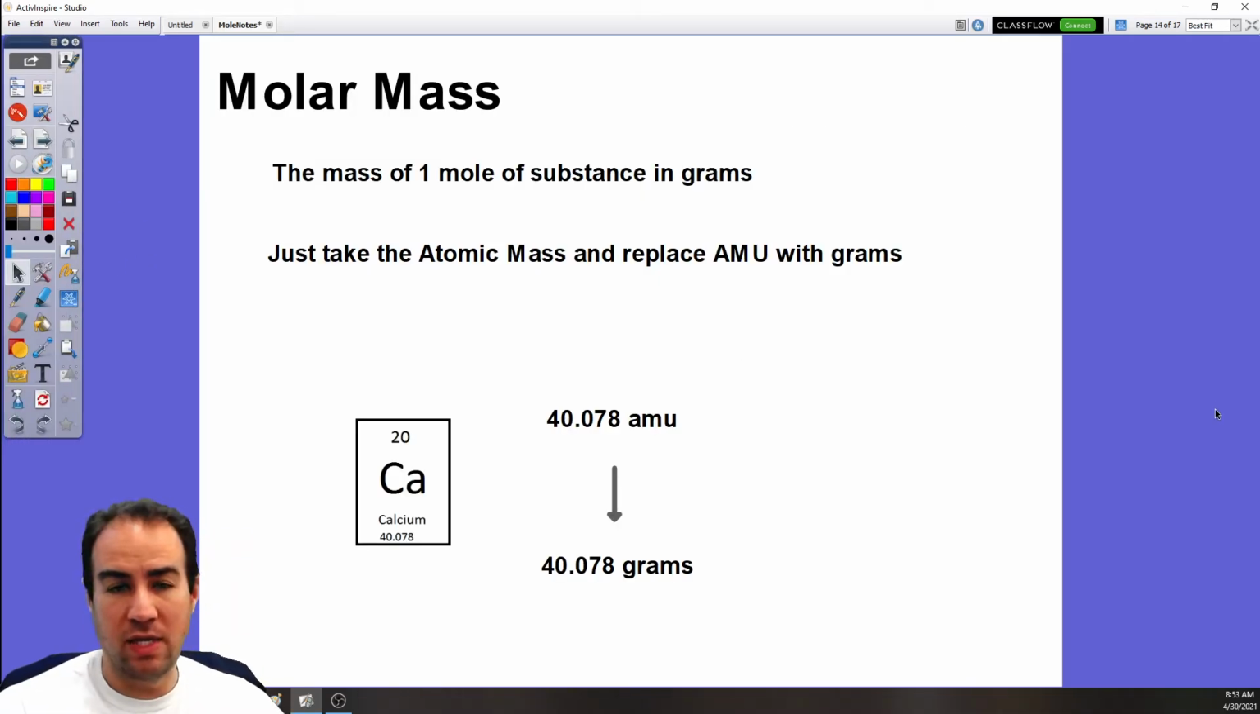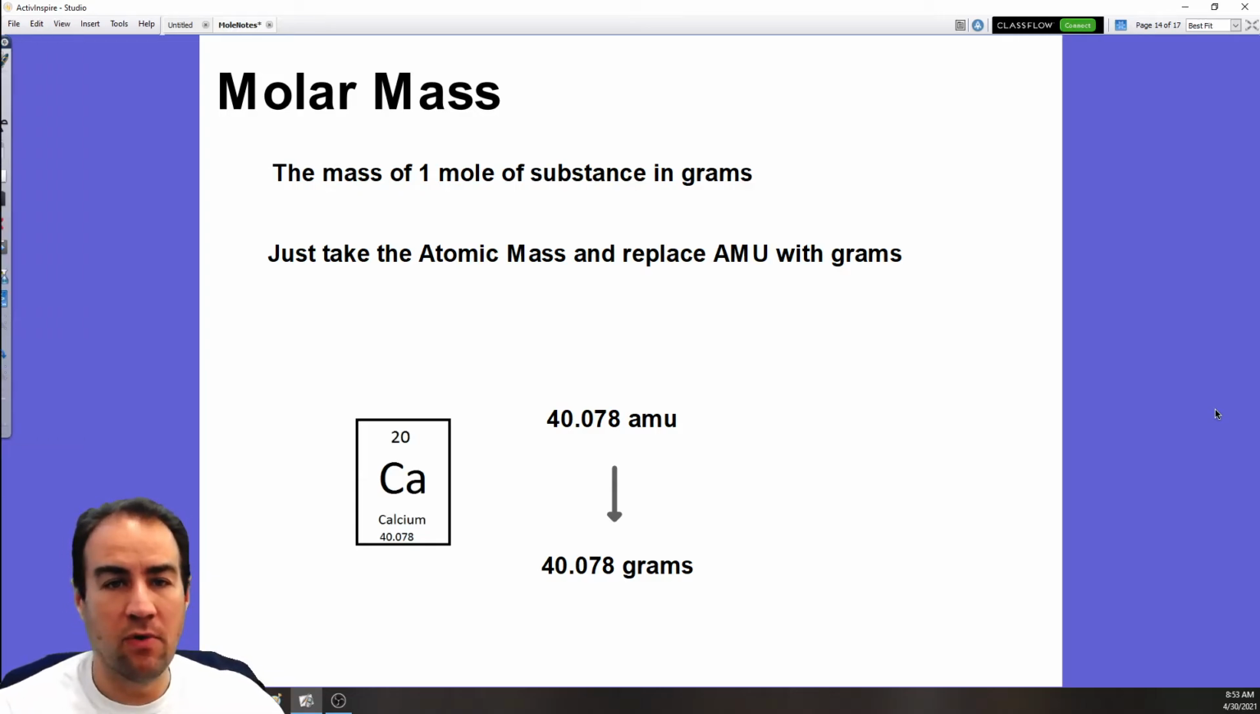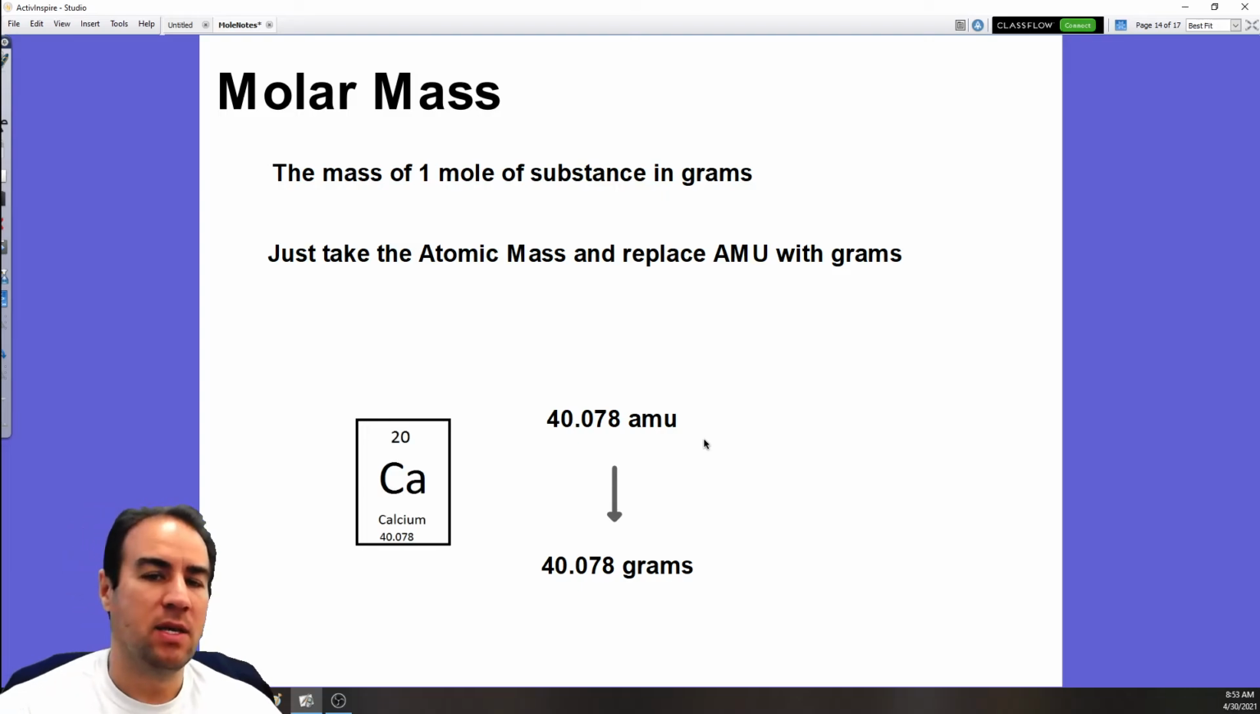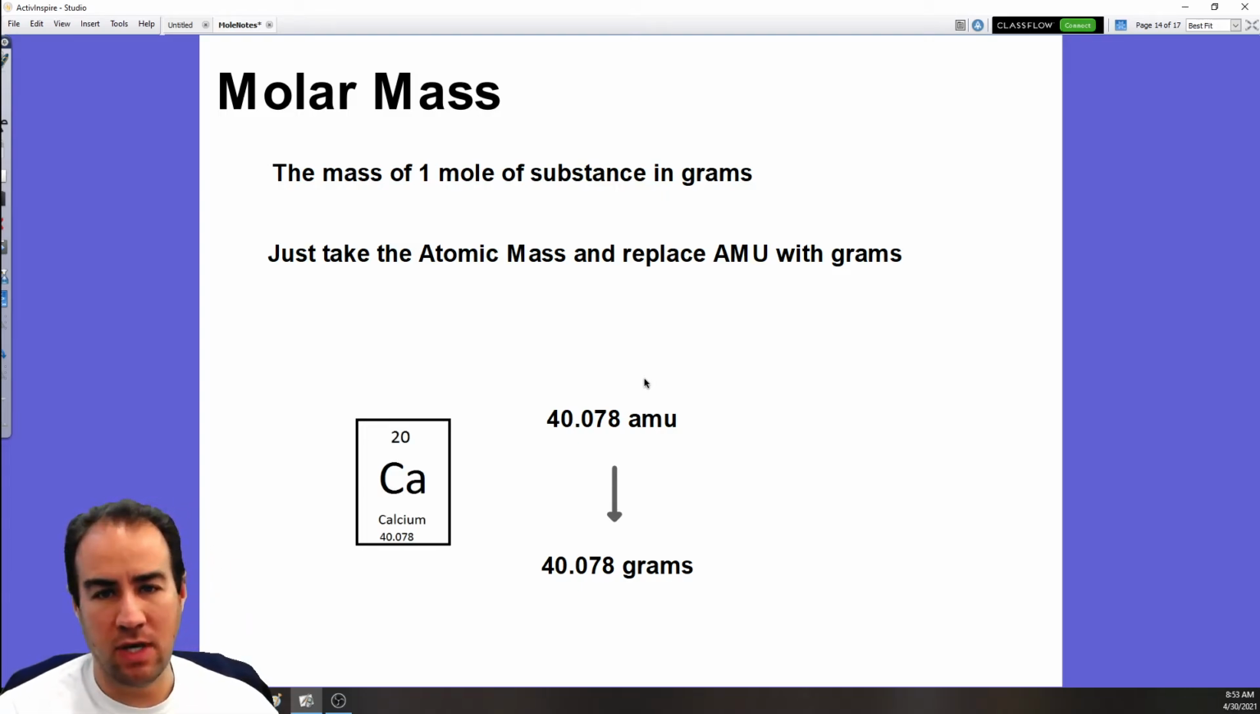So just a single calcium atom. One atom of calcium would be 40.078 AMUs. And so a very, very small mass. But if you wanted a mole of calcium, all you have to do is take that atomic mass and change it to grams. So now 40.078 grams of calcium would be a single mole of calcium. So much easier to measure than 6.022 times 10 to the 23rd calcium atoms.